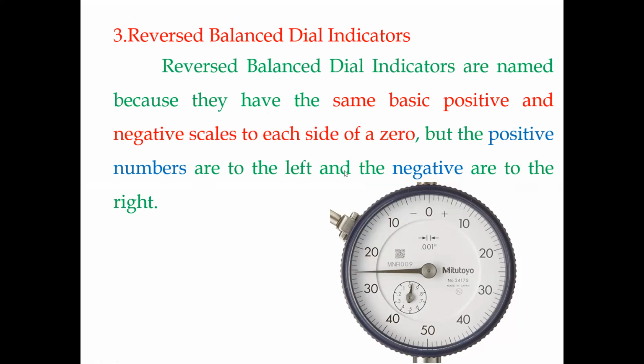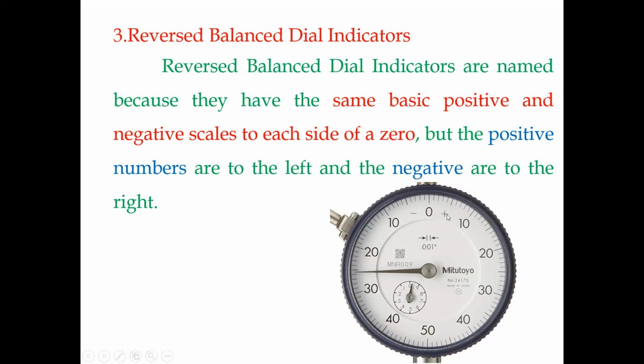But observe the change here. The picture shows positive, negative, but actually the positive plus is on this side and negative comes to this side. Reversed balanced dial indicators are named so because they have the same basic positive and negative scales as balanced dial indicators, but the positive figures are to the left and the negative figures are to the right.